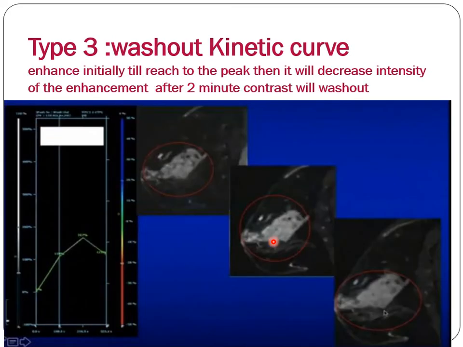Continue, please. Washout kinetic curve. I'm giving a small impression about the washout kinetic curve. Enhance initially to reach the peak, and then it will decrease in intensity of the enhancement after 2 minutes. Contrast will wash out. Here in this picture, as shown here, the intensity is decreased in the third one in comparison to the first one, and this is called the washout kinetic curve.